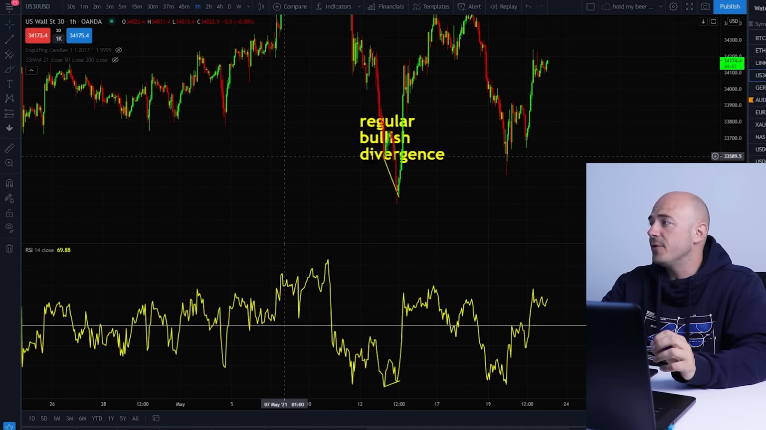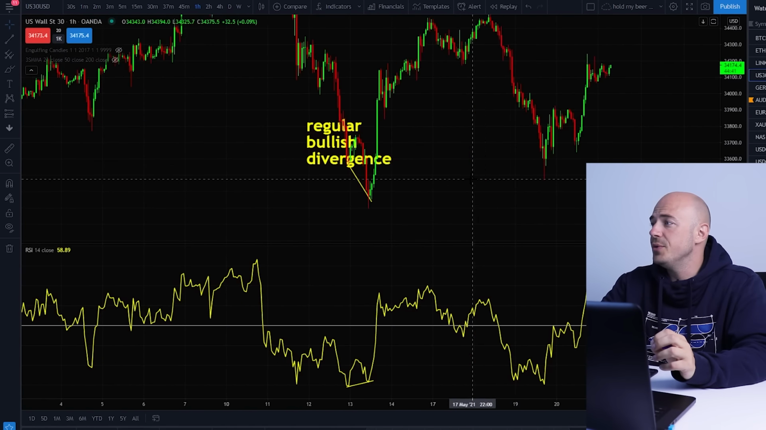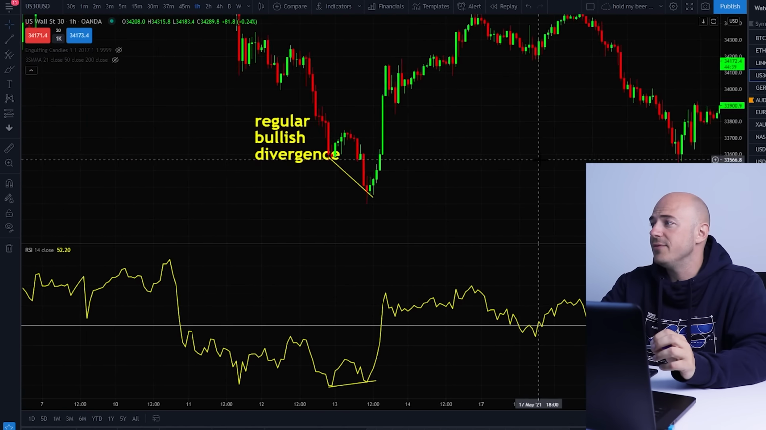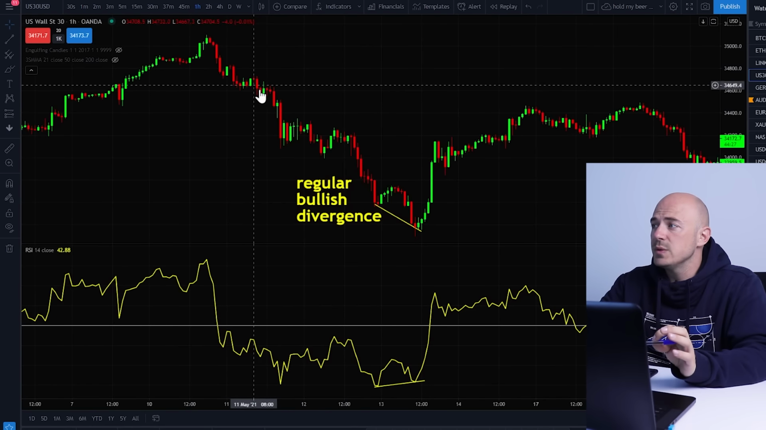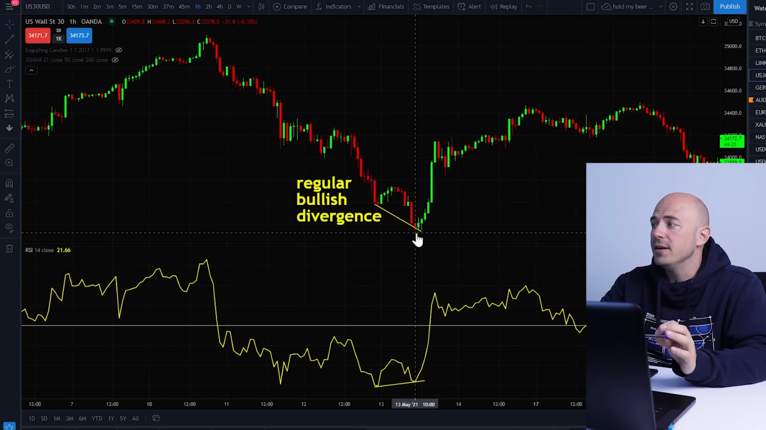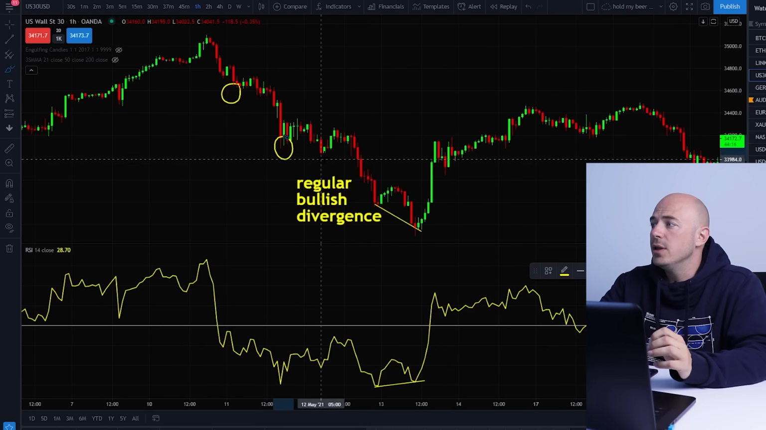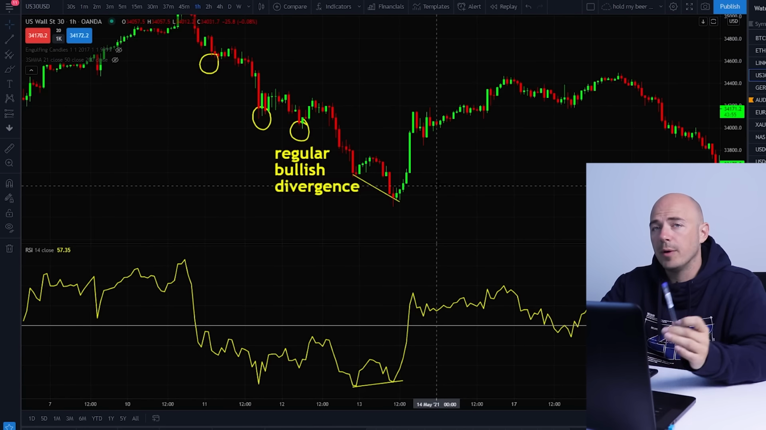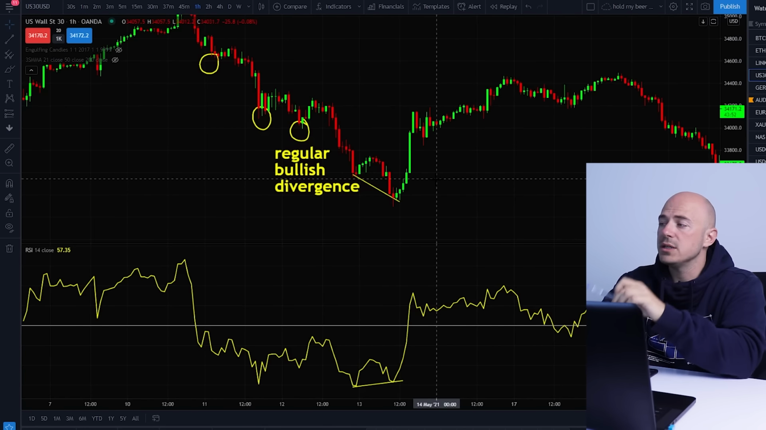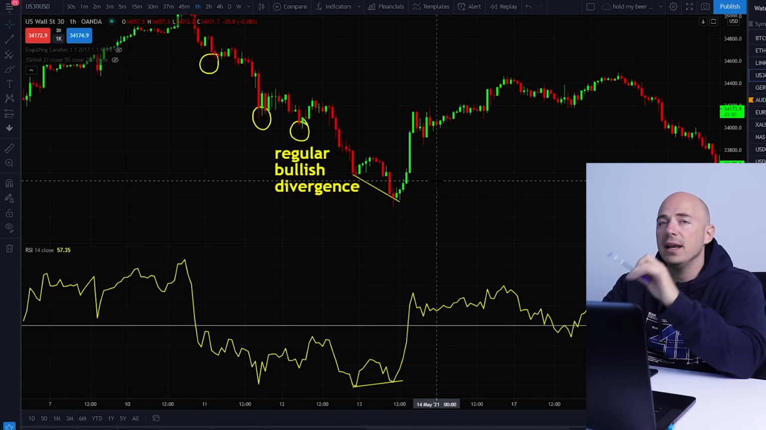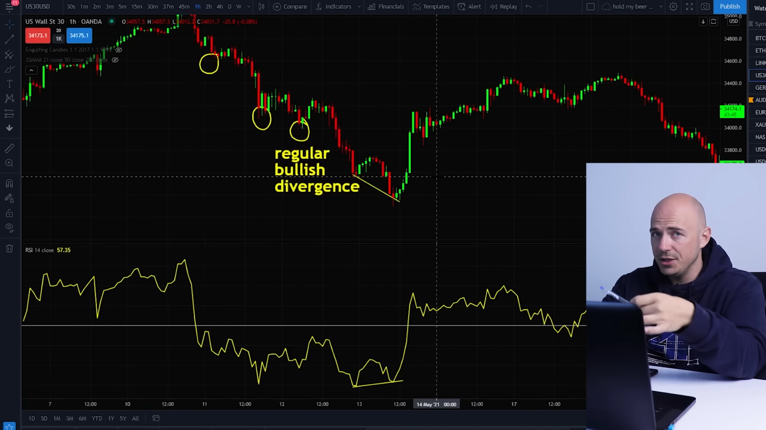So the first divergence example I want to show you is a regular bullish divergence. You can see that the price was coming down for quite a period of time, every single time creating a new lower low, all the way down to here. As these lows continue to form, my eye is always going to the RSI to spot a big fat divergence. This is how to catch a solid trend reversal.